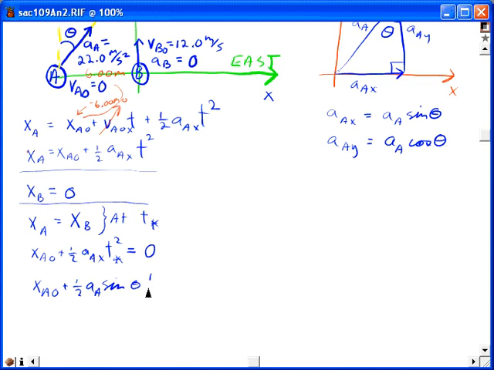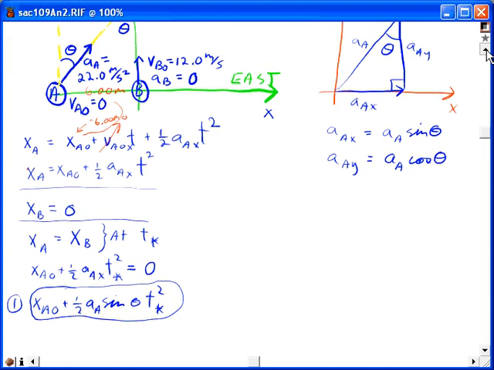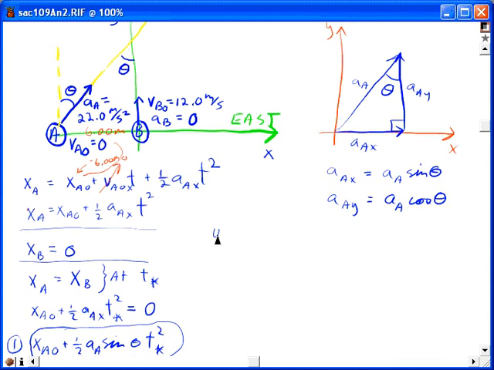Sine theta, and then times t star, all squared, and I'll call that one. That form of the equation, Equation 1.